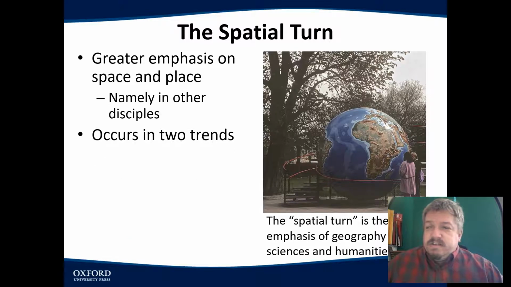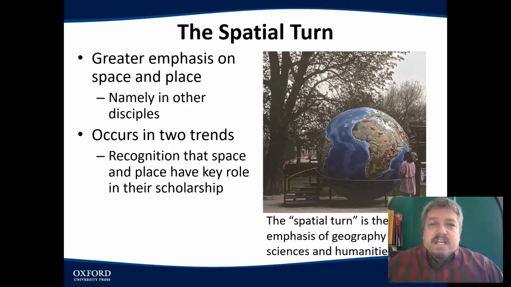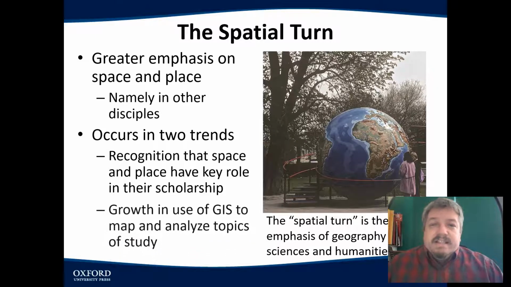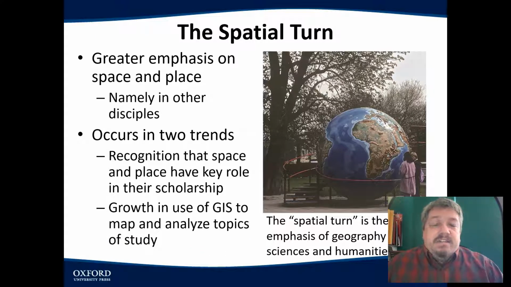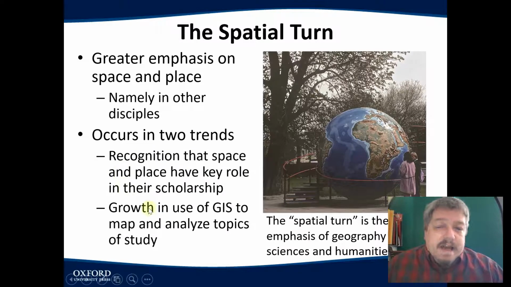So the two trends this occurs in are, first of all, space and place have a role in most scholarship. We live in a three-dimensional world, so that is inherent in everything we do. And the second thing is the use of GIS, which is Geographical Information Systems, or what many of you would think of as computer mapping. This can be used by many people to analyze that. So you can use GIS with scholarship in other fields like biology or sociology or criminal justice or economics to analyze this place and space relationship.